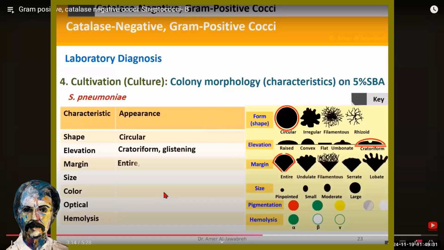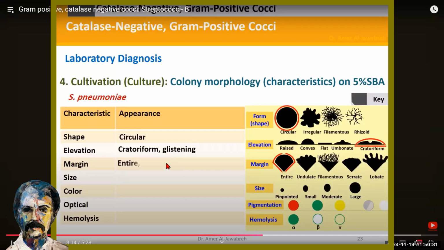Pneumoniae, this one here. This is the third one we are interested in, which causes pneumonia and meningitis. Shape, circular, and elevation. Look at the elevation: it's not raised, it's not convex as in most bacteria. It has a cratery form. The cratery form is like a volcano of the CFU. In the middle of the colony there is a depression. This depression, we call it cratery form. And this is mainly S. pneumoniae. We have seen this many times with S. pneumoniae. I will show you an image in a minute.